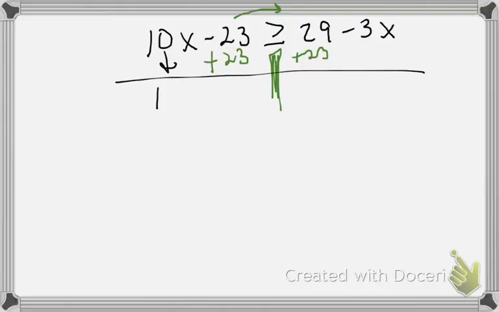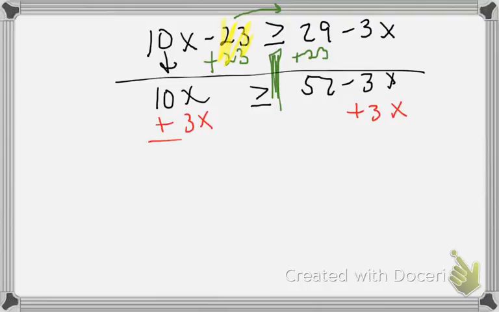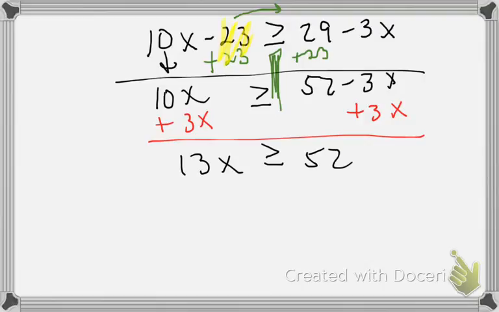Bring down my 10x. This becomes your zero pair. And then we got is greater than or equal to, and this is going to be 52 minus 3x. I'm going to subtract 3x from both sides, or I'm sorry, add 3x to both sides. And you can see it's the exact same thing as what we've done before. This 13x is greater than or equal to 52. This becomes a zero pair, so we just eliminate that.